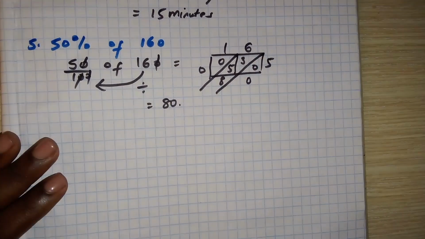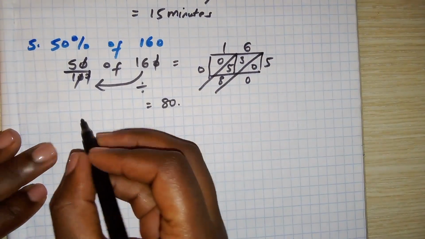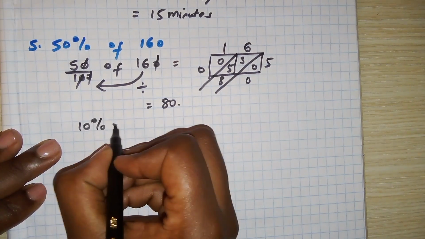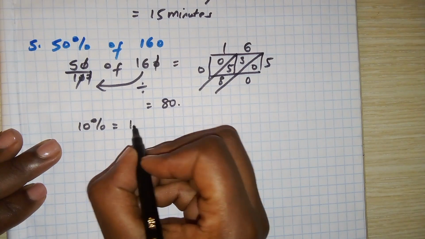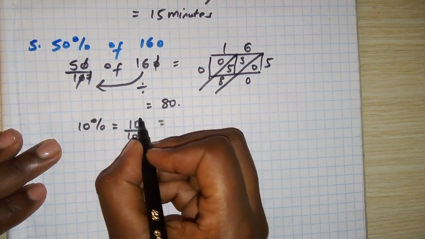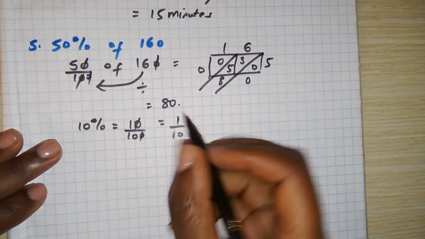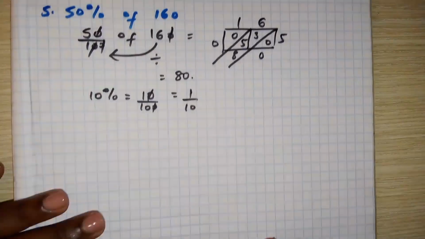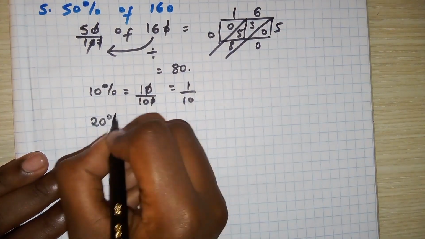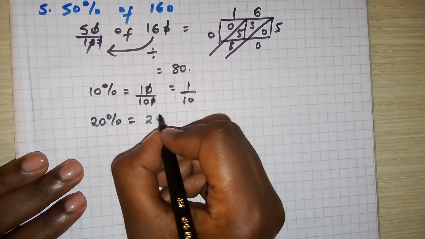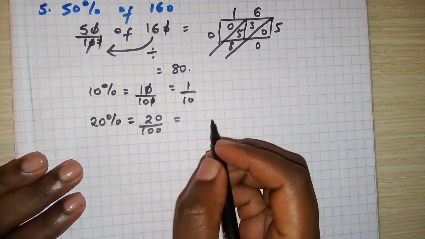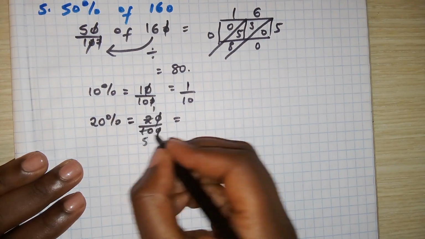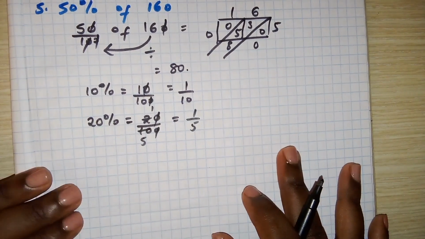So before we finish up with the percentages, it's good you know the common percentages. 10% can be shortened to 10 over 100, which is a tenth. So anytime you see 10%, you can use a tenth in place of the 10 over 100. When you see 20%, so 20 all over 100, cancel the zeros and then divide by 2: 1 over 5. So that is a fifth.